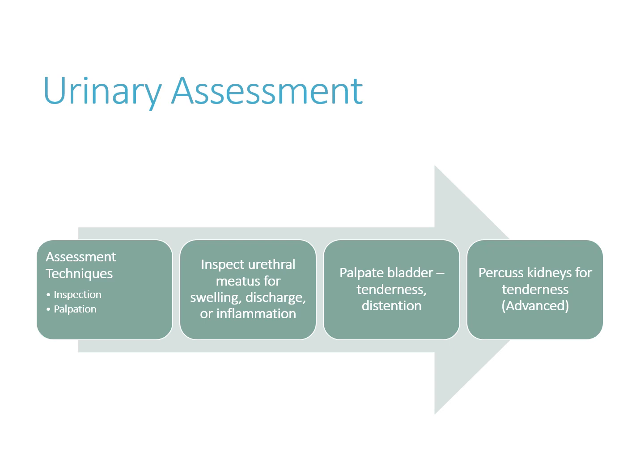The assessment techniques that are used in the urinary assessment include inspection, palpation, and percussion. RNs, though, basically focus on inspecting the urethral meatus for swelling, discharge, and inflammation. You may also palpate the suprapubic area for bladder tenderness or distension, but as RNs, we don't usually get involved in the percussion of the bladder or the kidneys.